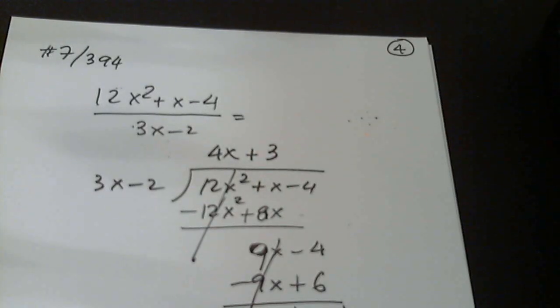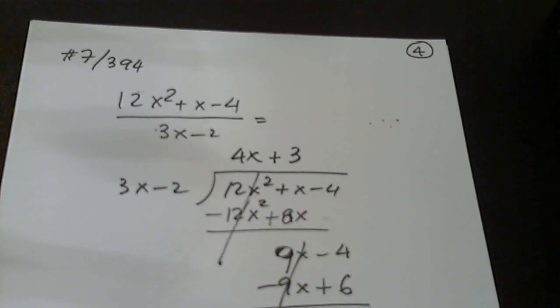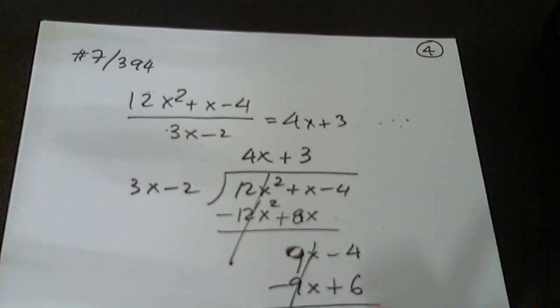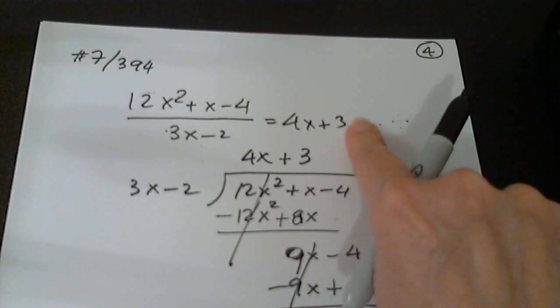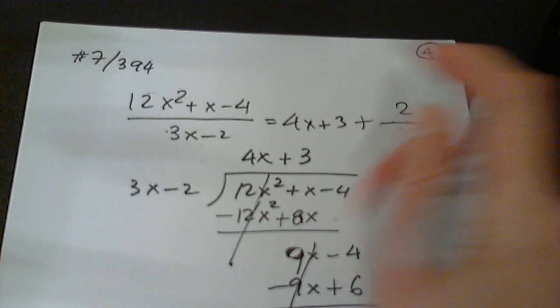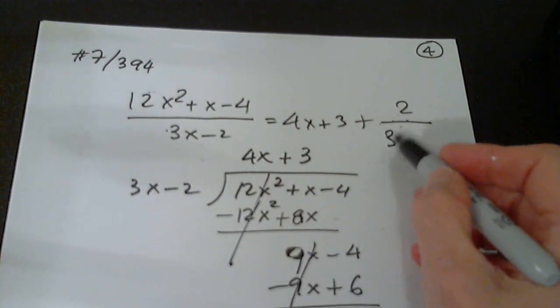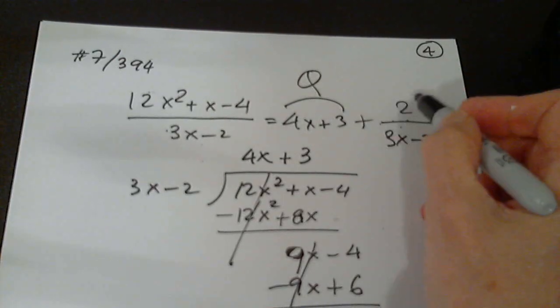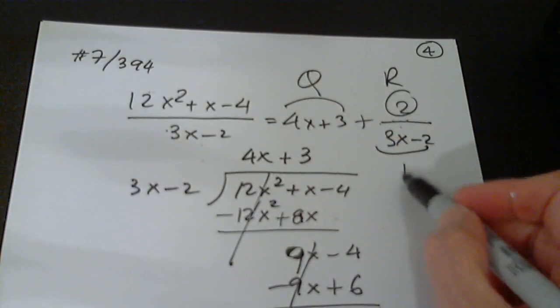How do I write the answer? Can anyone tell us how to write the answer? 4x plus 3. I need the sign. Plus 2 over 3x minus 2. That's it. So this is the quotient, this is the remainder, and this is the divisor.